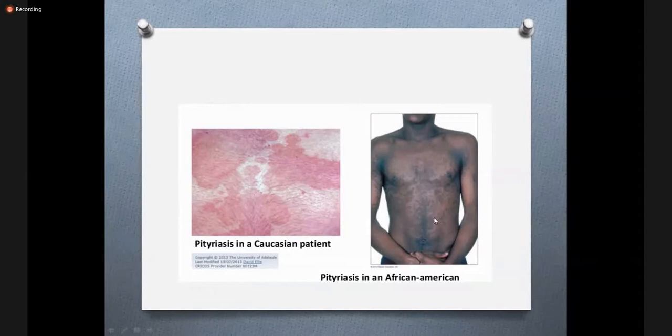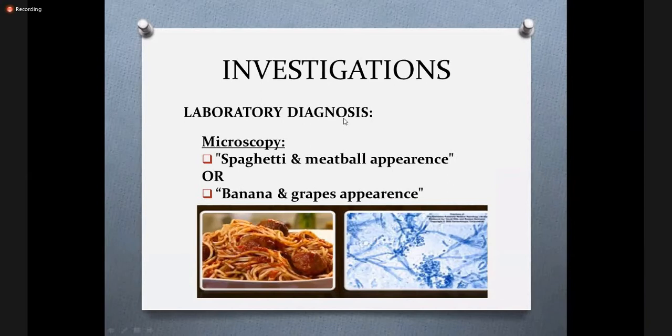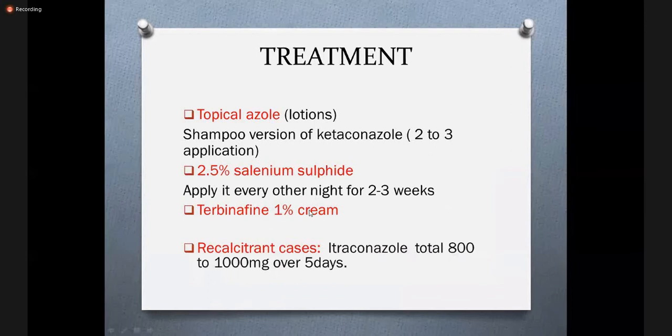Okay. Laboratory diagnosis, when we do the microscopy, they produce a spaghetti and meatball appearance, or banana or grape-like appearance. Okay, these are the hyphae. Okay, these are the appearances of fungi under microscopy. Okay. Now, treatment, we can do topical. If they are not responding to topical, then we go to systemic therapy.